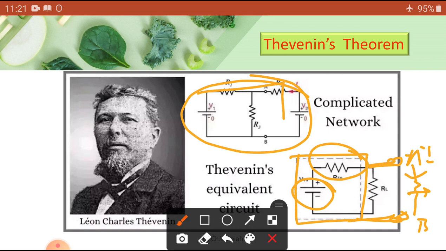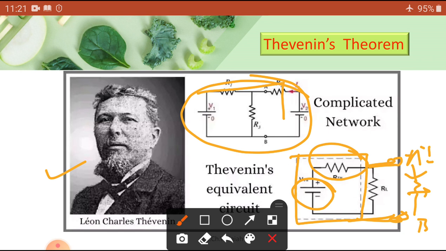Here I want to give one analysis. What is the analysis? What is Thevenin's theorem here? Thevenin's theorem states that any linear network consisting of voltage sources and resistances, if viewed from any two terminals in the network, can be replaced by an equivalent voltage source, which we call V Thevenin, in series with an equivalent resistance, which we call R Thevenin.